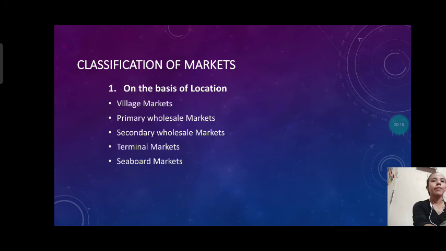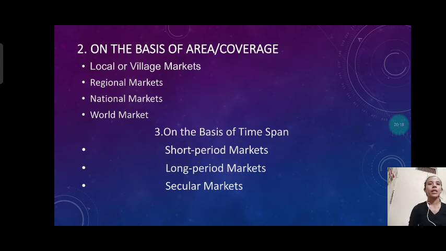The second classification of markets is on the basis of area coverage. First is the local or village market. Local or village markets are markets in which buying and selling activities are confined among buyers and sellers drawn from the same village or nearby villages. The village market exists mostly for perishable commodities in small lots.